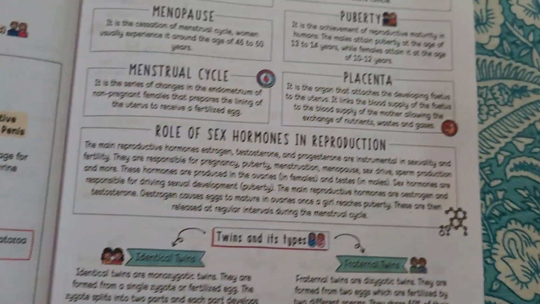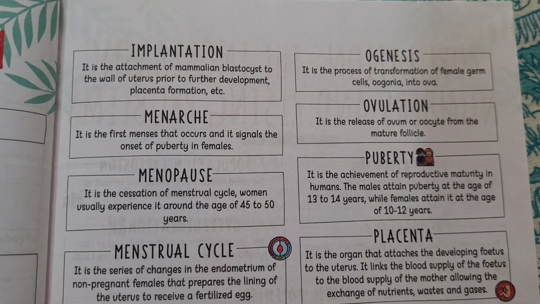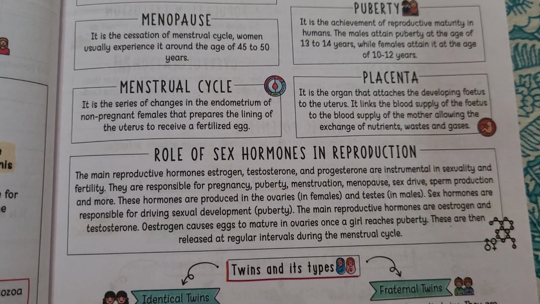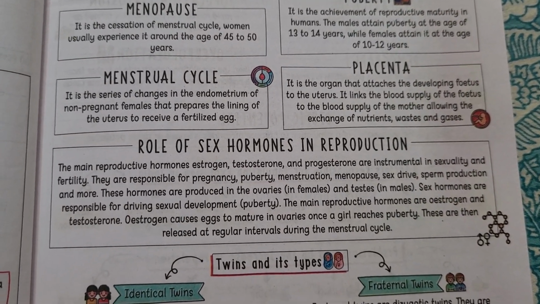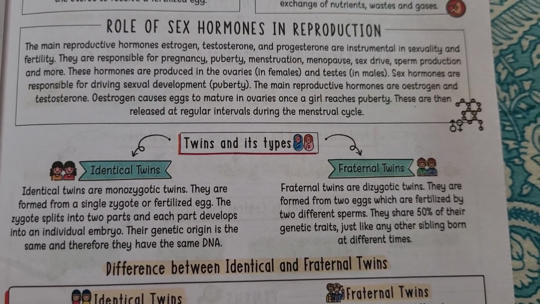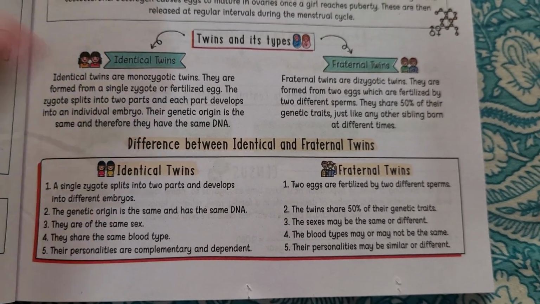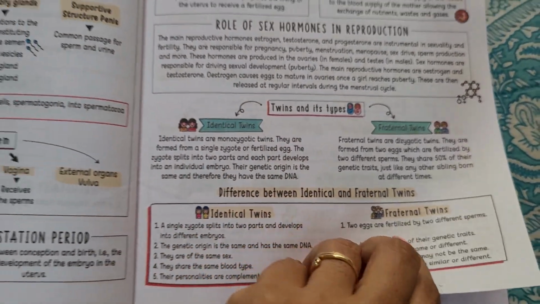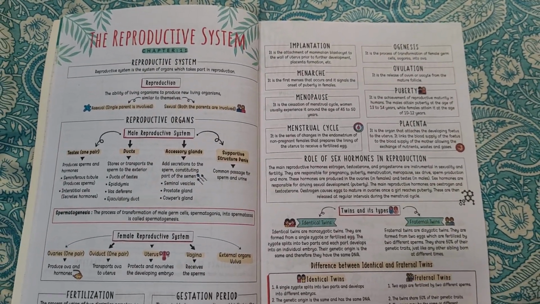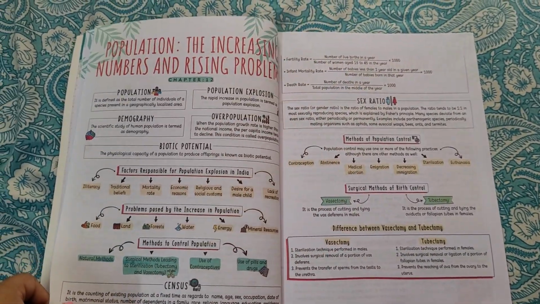So these are the memory hooks. Here there are important terms, implantation. Here you can see all these important terms. Then the role of sex hormones in reproduction, a small note here. Then twins and their types, identical twins, fraternal twins, then the difference between identical and fraternal twins. So very beautifully they've made the notes, so you can take the hint from here and make your own notes, your own memory hooks.